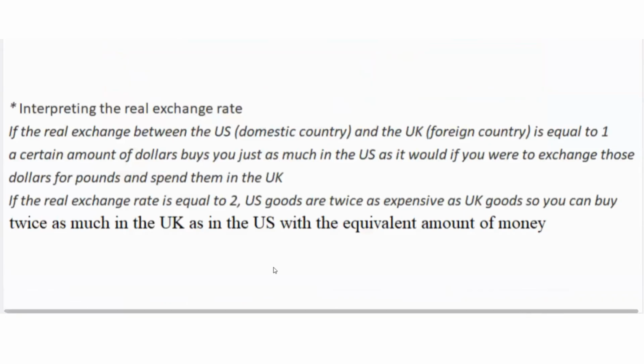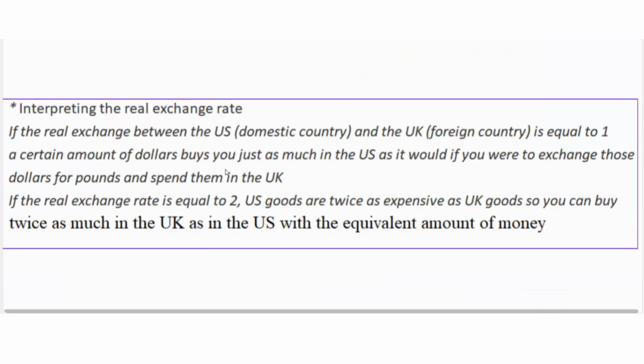Now, how do we interpret the real exchange rate? Say the real exchange rate between the US, which is our domestic country, and the UK, our foreign country, is equal to 1. This means that a certain amount of dollars in the US buys you just as much in the US as if you were to exchange these dollars for pounds and spend them in the UK.